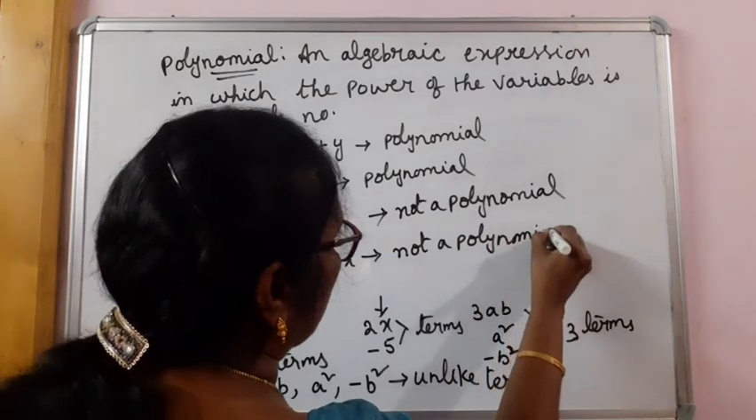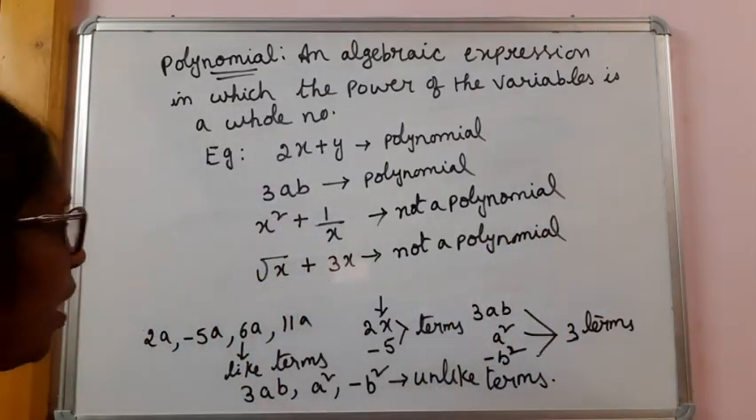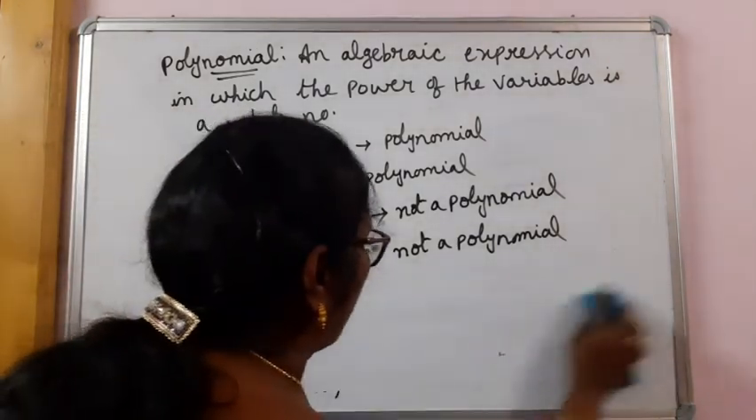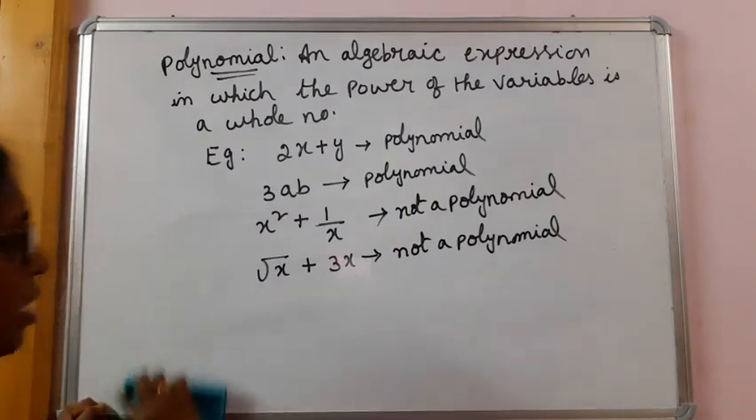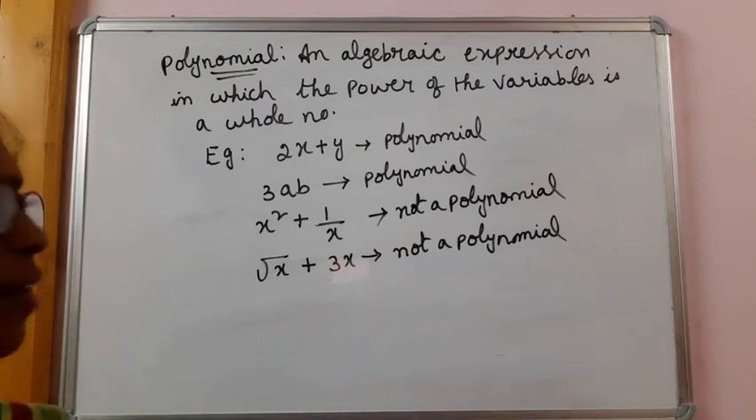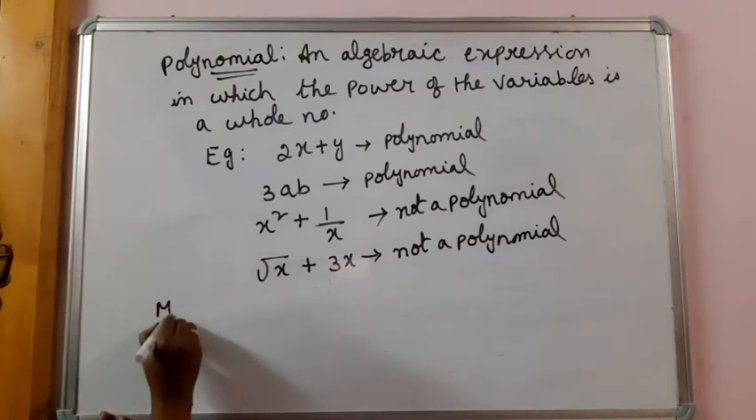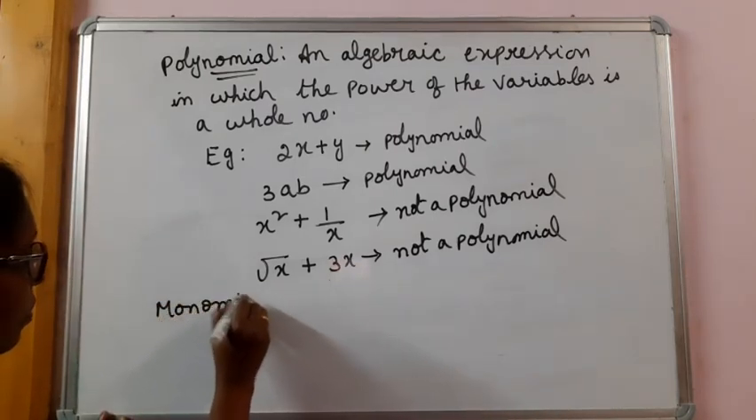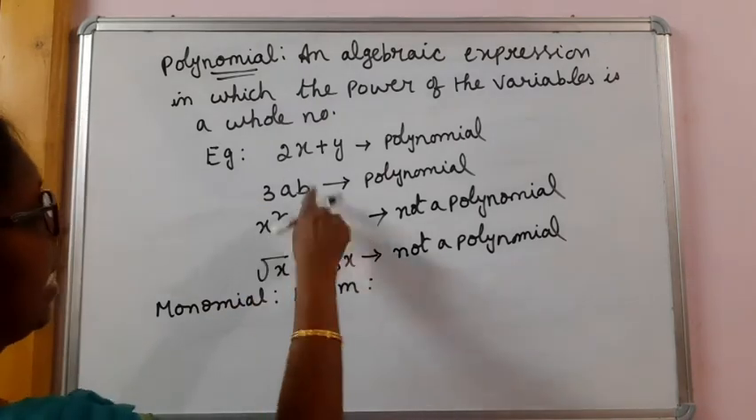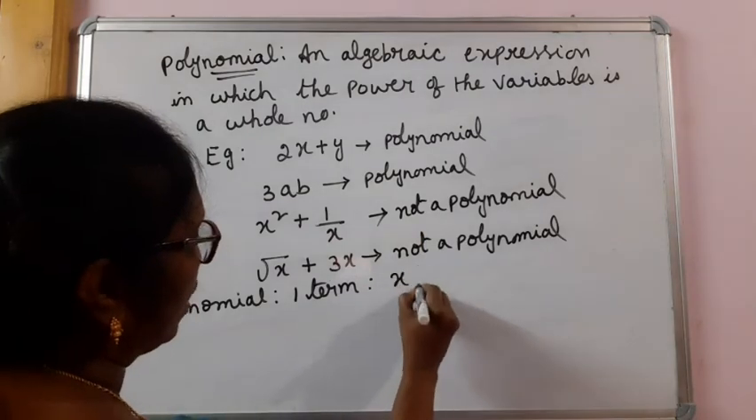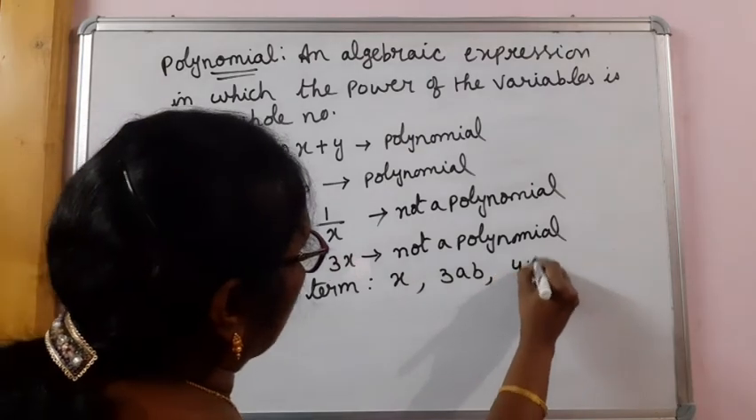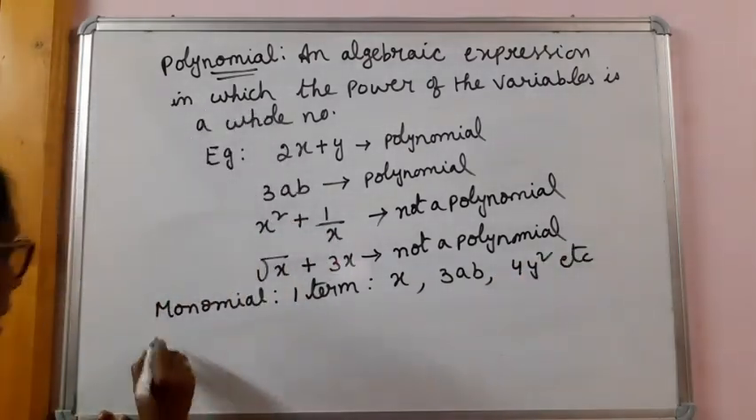I think by now it is clear to you what a polynomial is. And now, what are monomial, binomial, trinomial? Let me explain. An expression having one term is known as a monomial. A monomial has only one term. Here 3ab is a monomial. Only x, 3ab, 4y square, all these are monomials.